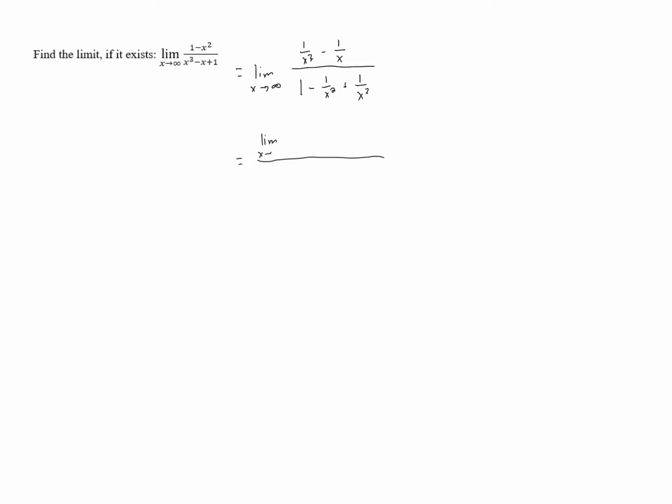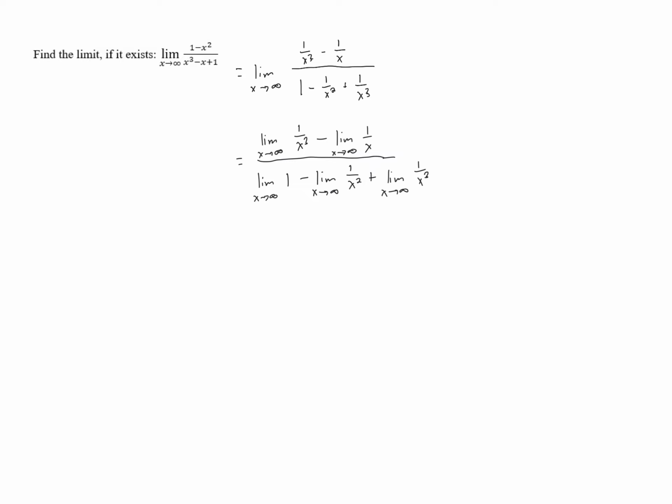We've got the limit as x approaches infinity of 1 over x cubed minus the limit as x approaches infinity of 1 over x, all over the limit as x approaches infinity of 1 minus the limit as x approaches infinity of 1 over x squared plus the limit as x approaches infinity of 1 over x cubed. That is a cubed, not a squared there.